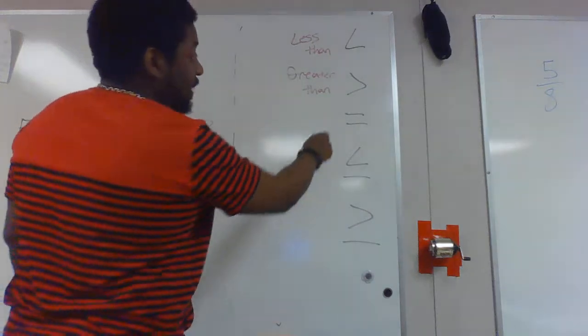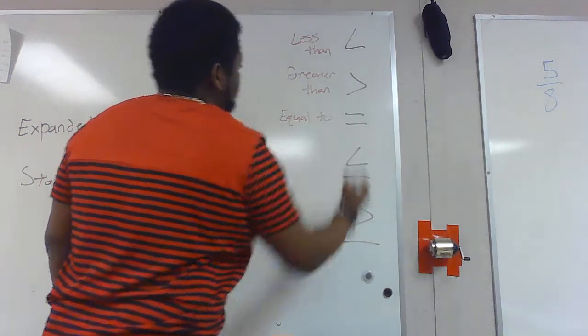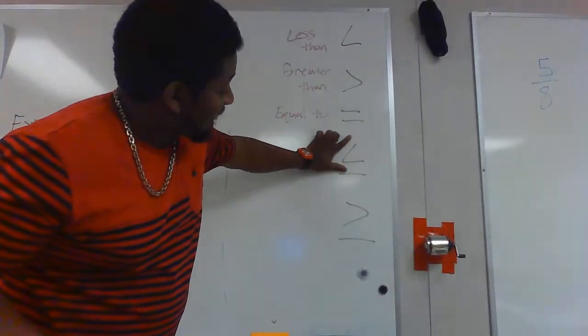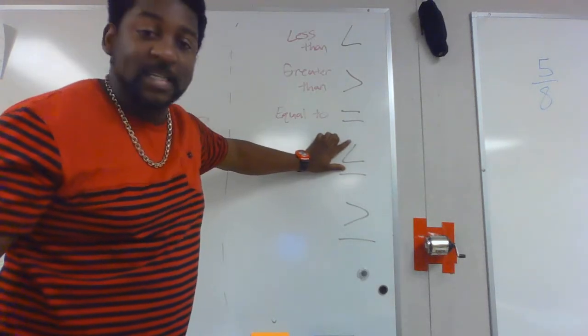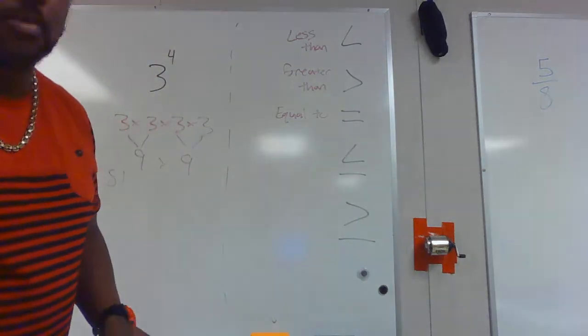Then we have equal to, which I know we've talked about a bunch. These bottom two, less than or equal to, because this one looks like the L. Remember, just like that one. So this one is less than or equal to, which means the one facing the opposite way is greater than or equal to.